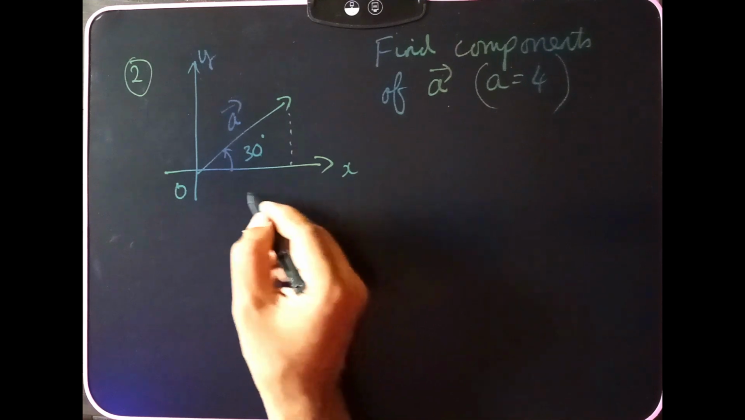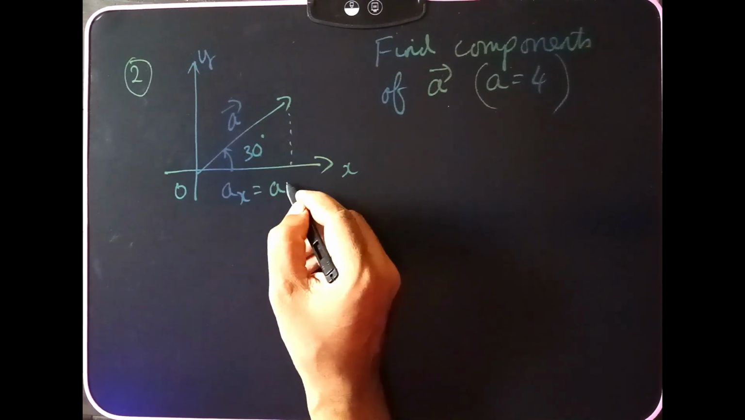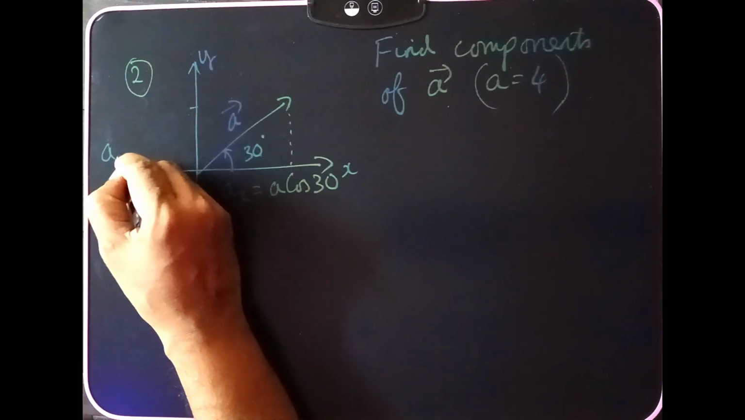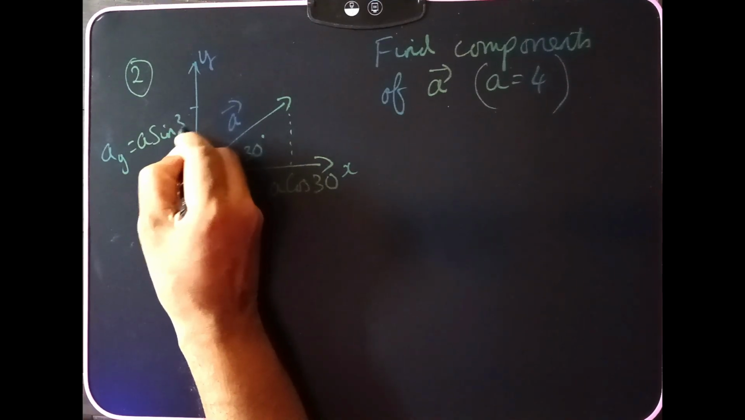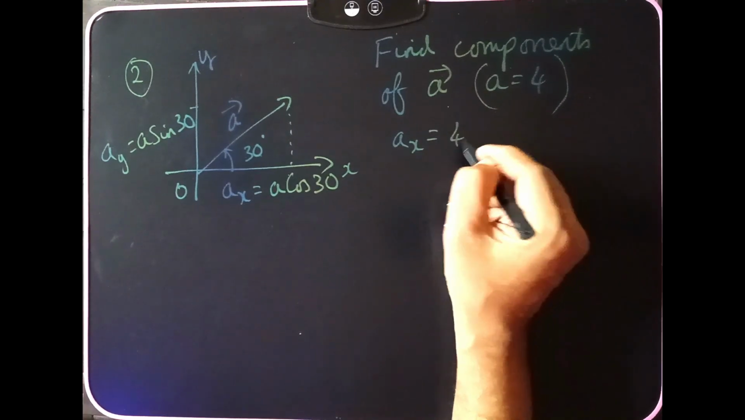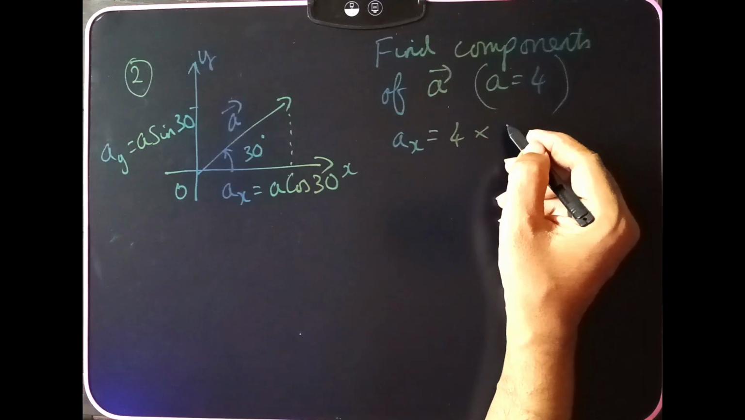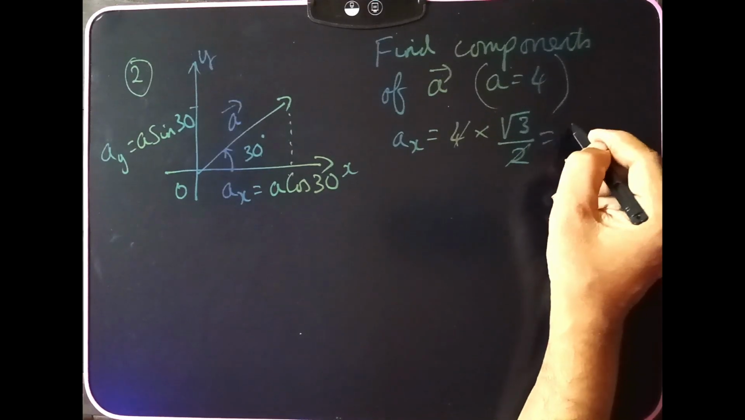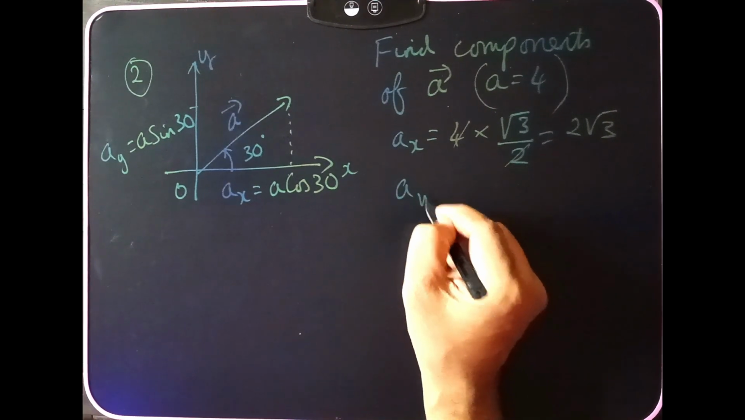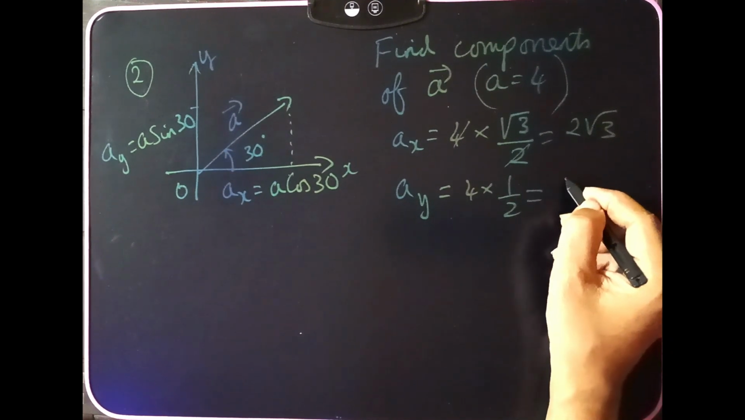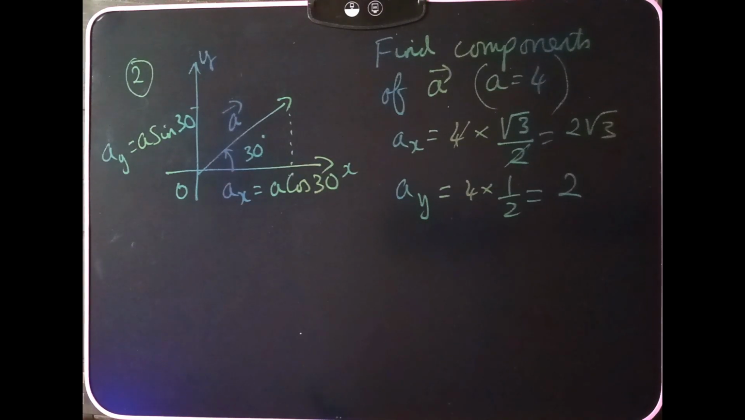First is the x component. So Ax will be A cos 30, and this one will be on the y axis, Ay will be A sin 30. So what will be the values? Ax will become equal to 4 into cos 30, which is root 3 by 2, right? So it will become 2 root 3, and Ay will become equal to 4 into sin 30. Sin 30 is half, so it will become equal to 2. So this is how you're supposed to resolve vectors. Let us take one more case.